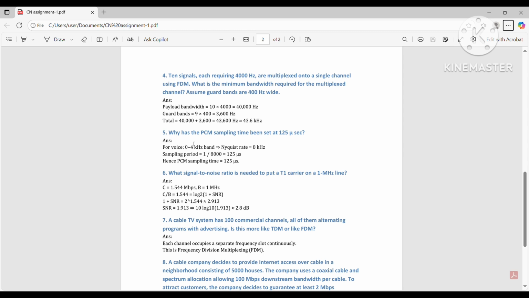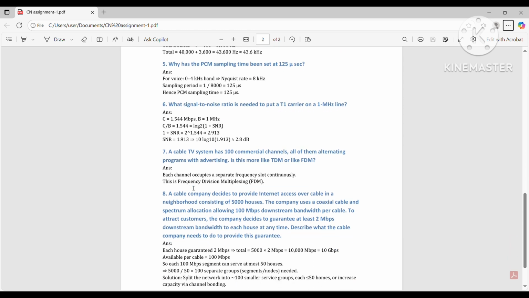Fifth one: why has the PCM sampling time been set to 125 microseconds? By Nyquist's theorem, to avoid aliasing, the sampling rate must be at least twice the maximum frequency. For a 4 kHz signal, the minimum sampling rate is 2 x 4000 = 8 kHz. Here, for voice of 0 to 4 kHz bandwidth, the Nyquist rate is 8 kHz. Sampling period is 1/8000, which is 125 microseconds. Hence, the PCM sampling time is also 125 microseconds.